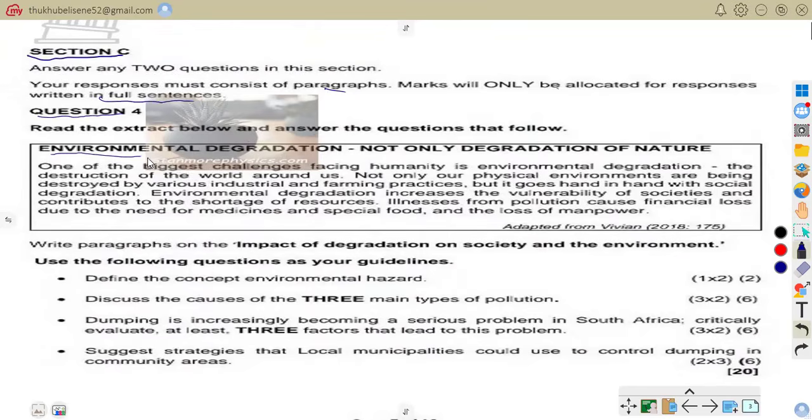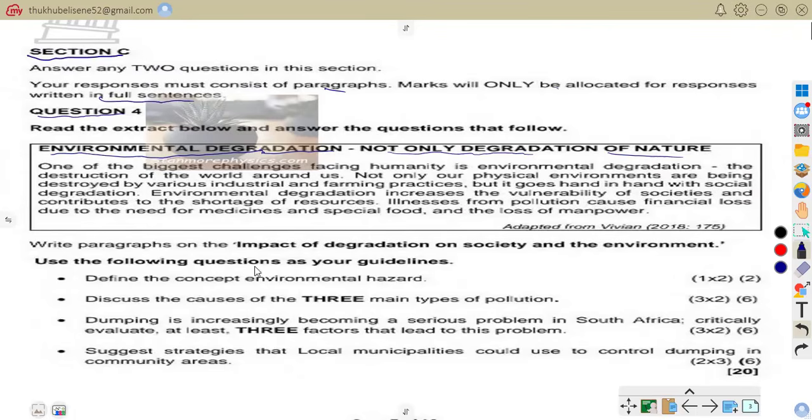The extract is all about environmental degradation, not only degradation of nature. It says one of the biggest challenges facing humanity is environmental degradation, the destruction of the world around us. Not only are physical environments being destroyed by various industrial and farming practices, but it goes hand in hand with social degradation. Environmental degradation increases the vulnerability of societies and contributes to the shortage of resources. Illness in the population causes financial loss due to the need for medicines and special food, and loss of manpower.